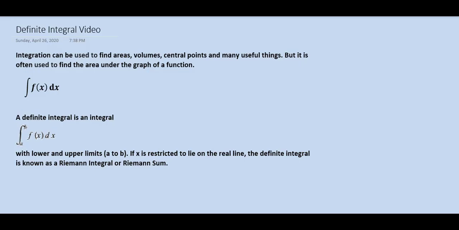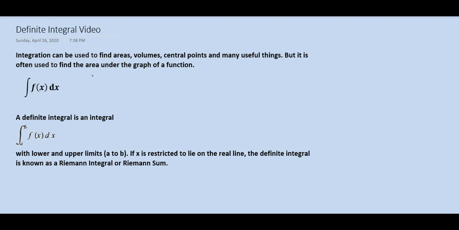Hi, this video is on definite integrals. So let's first recall integration can be used to find areas, volumes, central points, and many other useful things, but it is often used to find the area under a curve of a graph of a function.